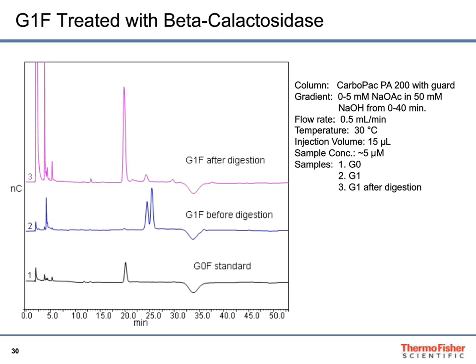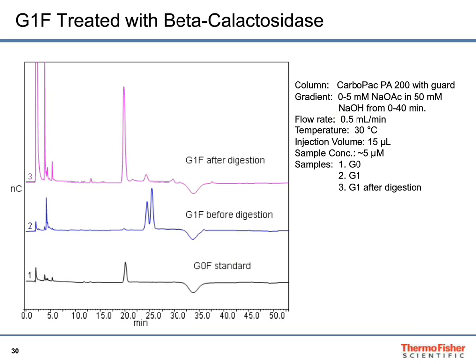And what makes this powerful is I can look at both the starting material and the products. So I can look at the substrates, look at the products, and I can also look at the disappearance of substrates, so I can tell if my digestion is complete or not. And this has been used in a multitude of different ways with other enzymes, and I'm going to show you some of those in the next few slides.